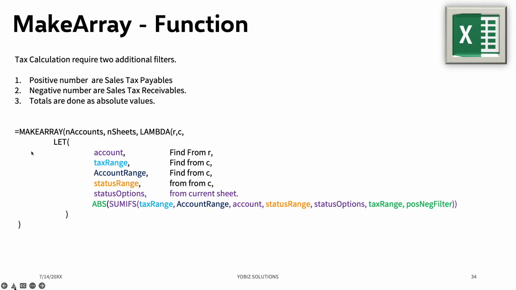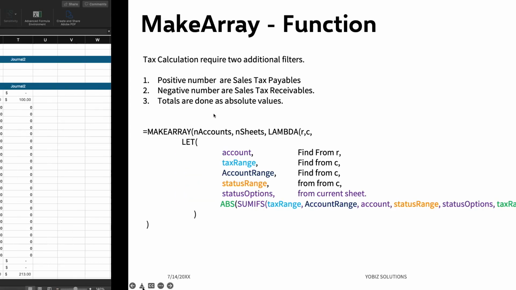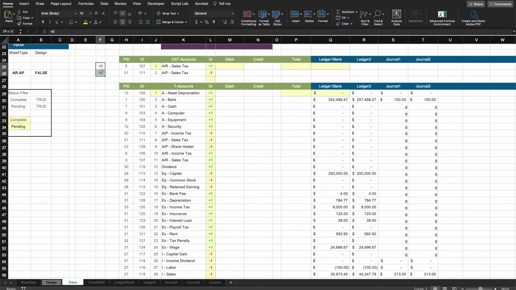And the formula here is almost the same. The number one change is that instead of the total range, now we need to go to the tax range, the column where the taxes are added. In addition, we have to put an additional ABS function that will convert the negative and positive numbers to the same positive numbers. But we put an additional filter in here, where we filter down the tax range to either the positive or the negative by using the filter that we have already established here. So that would be the additional filter.